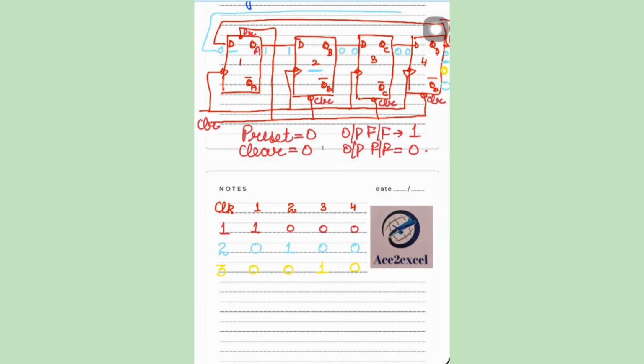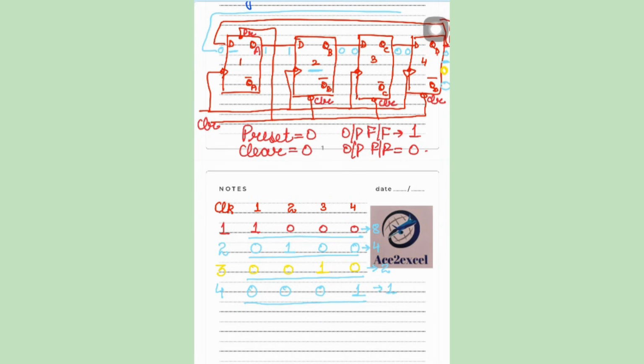Now when it goes to the next clock pulse, again shifting occurs and the data is shifted, and if we look into the circuit, this is 1, 0, 0, 0 equivalent to binary 8. This is 0, 1, 0, 0 equivalent to binary 4. This is 0, 0, 1, 0 equivalent to binary 2, and this is 0, 0, 0, 1 equivalent to binary 1.